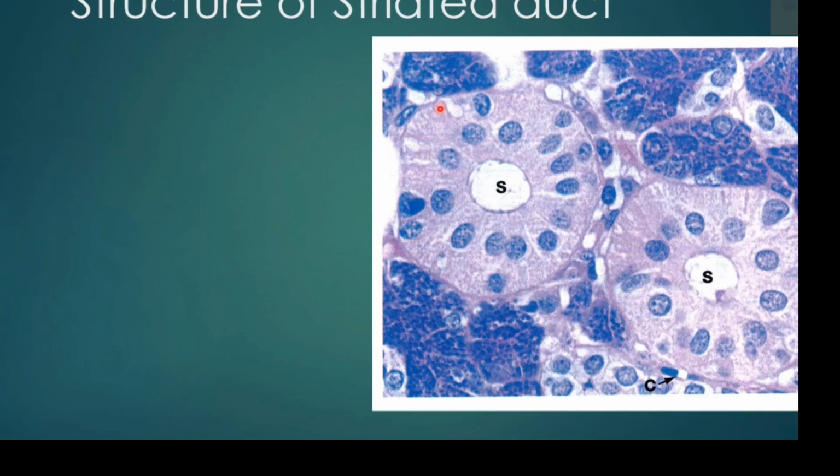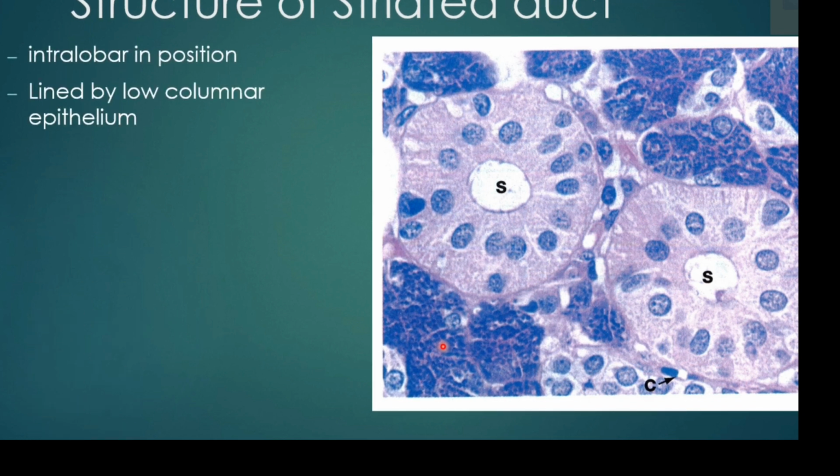Structure of the striated duct: you can see these are the striated ducts. Here you can see these striations. These striations are because of the infolding of the basal plasma membrane and also the longitudinally oriented mitochondria, a large number of mitochondria which are present over here, and these two structures give eosinophilia and striation in light microscopy. These all are the serous acini which are present over here.